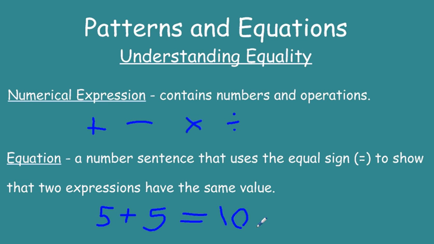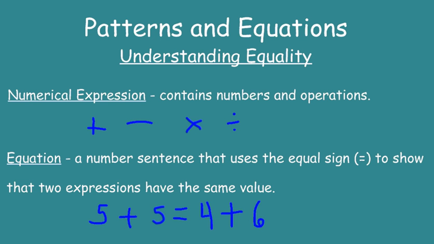You may also see something with an equal sign like this: 5 plus 5 equals 4 plus 6. So even though these aren't the same numbers, when you add up the numerical expressions, they both equal the same. This one's going to be 10 and this one's 10. So they're balanced. They have the same weight on each side. This is what an equation is with two numerical expressions.